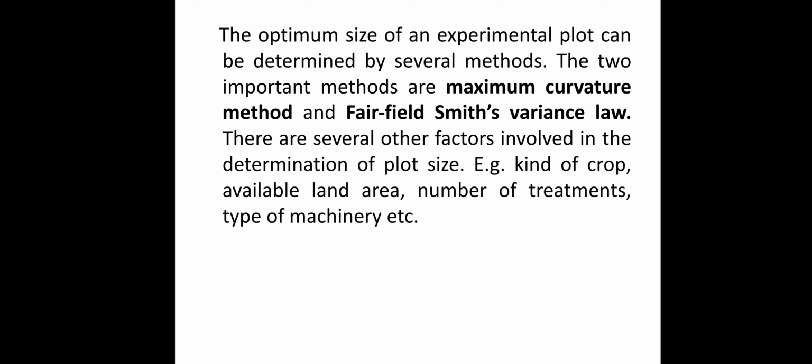To obtain the optimum shape and size of the plot, we have two methods: the maximum curvature method and Fairfield-Smith's variance law. Other factors are also involved in determining the shape and size of the plot, like the kind of crop, available land area, number of treatments, type of machinery, etc.